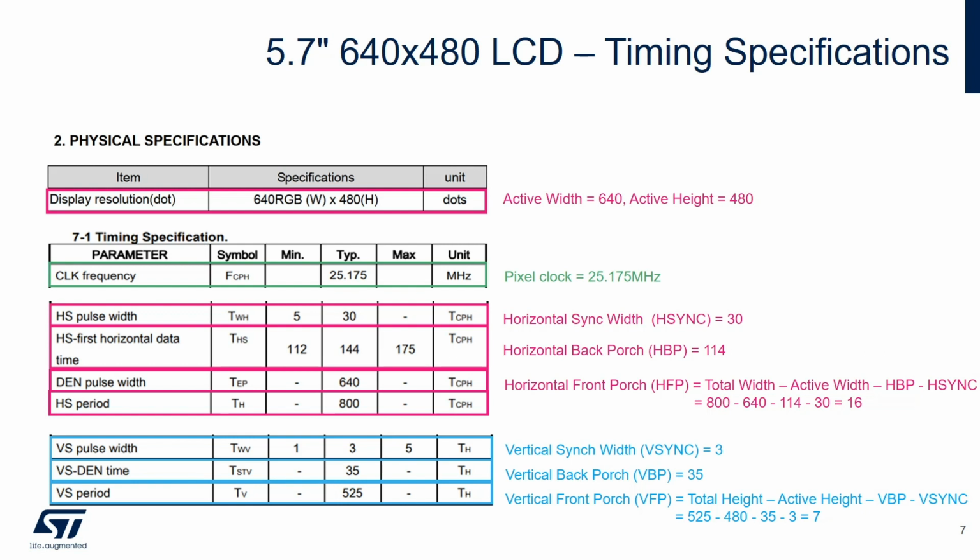The third set of timing parameters are the vertical timings. The vertical synchronization width is 3, the vertical back porch is 35, and the vertical front porch can be calculated as follows: total height minus active height minus vertical back porch minus vertical synchronization. And this gives us 7.